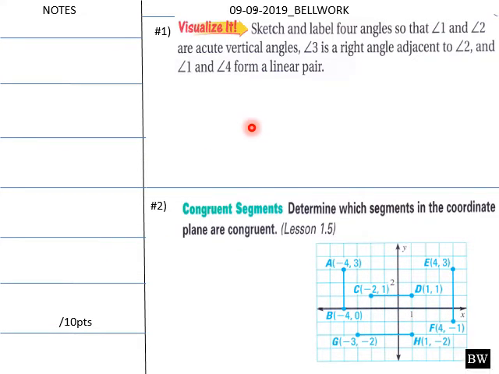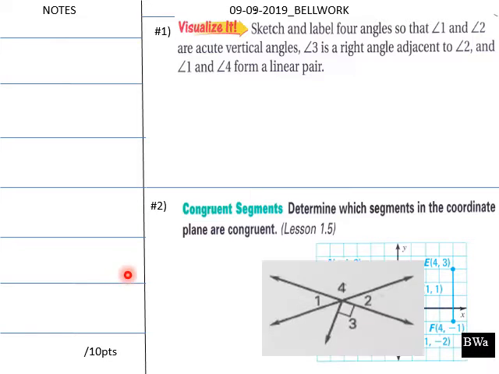Teachers, for today's bell work, sketch and label 4 angles. Angles 1 and 2 are acute verticals. Angle 3 is the right angle adjacent to angle 2, and angles 1 and 4 form a linear pair. So you have a good sketch to do. And then down here, congruent segments: determine which segments in the coordinate plane are congruent. I give my students 6-7 minutes. This is a good bell work.